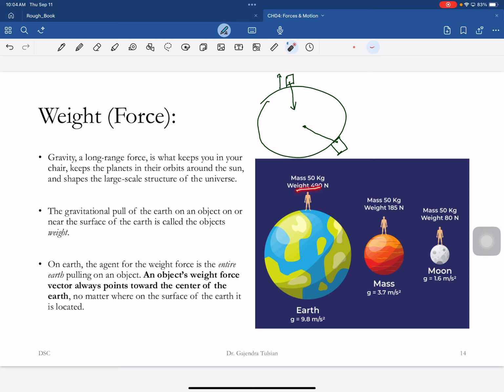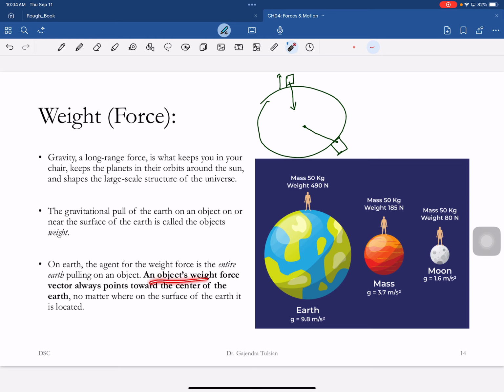But my weight, the force with which this object pulls me, is different. My weight on Earth is, these are different units, 500 newtons. Here it's about 185 newtons. So I weigh 2.5 times less. I would weigh 2.5 times less on Mars, and I would weigh about 1/6 on the Moon.